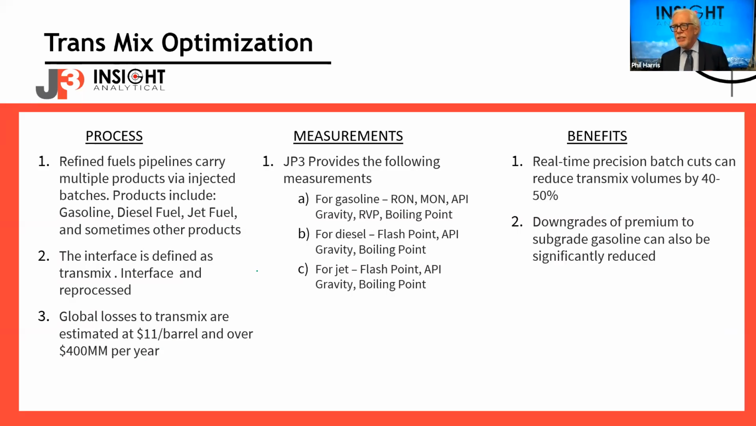So when we look at this transmix optimization side of things, when we have a refined fuels pipeline, or if you're looking in Canada, you look at what comes out of Suncor, what goes on the TMX line, Trans Mountain. It'll go from being crudes and condensate, or crude oil, heavy crude, bitumen, to condensate, to gasoline.